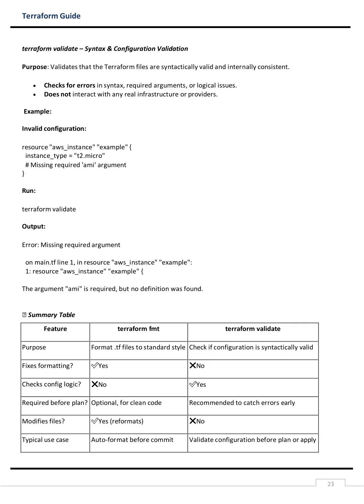Example. Invalid configuration: resource aws_instance example. Run terraform validate. Output: Error: Missing required argument on main.tf line 1, in resource aws_instance example.